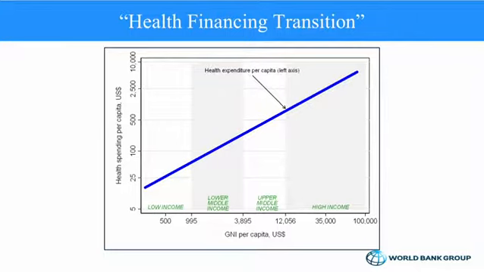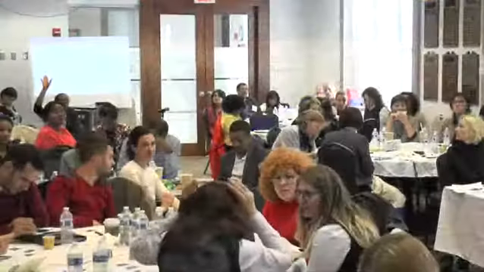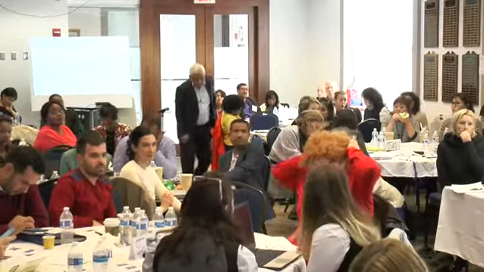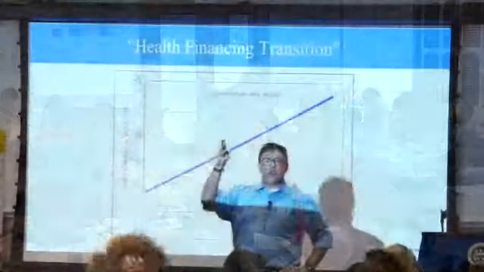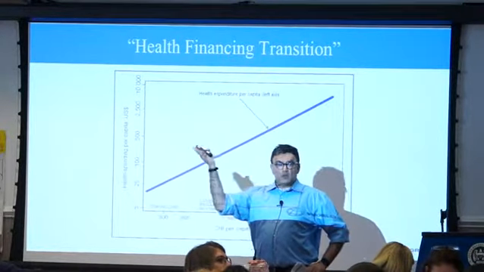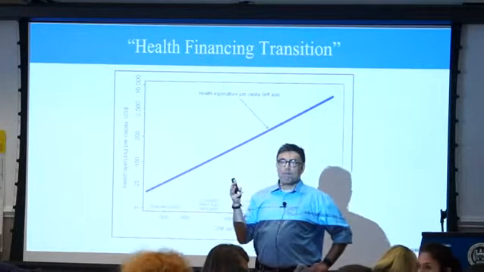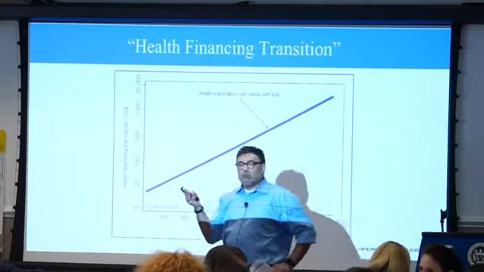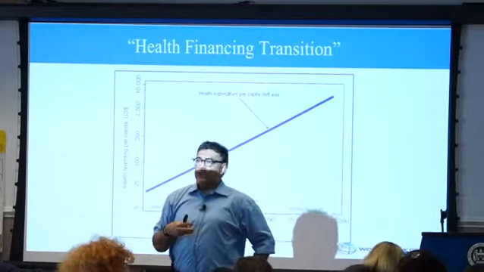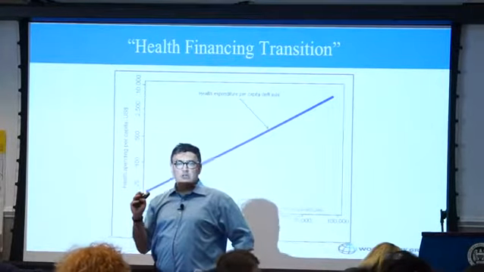People have heard about the epidemiological transition. What is the epidemiological transition again? As countries become more developed, the burden of disease switches from communicable to non-communicable. You've heard about the demographic transition? What's the demographic transition? More elderly. As you become richer, fertility rates go down, population aging. You know about the nutrition transition?